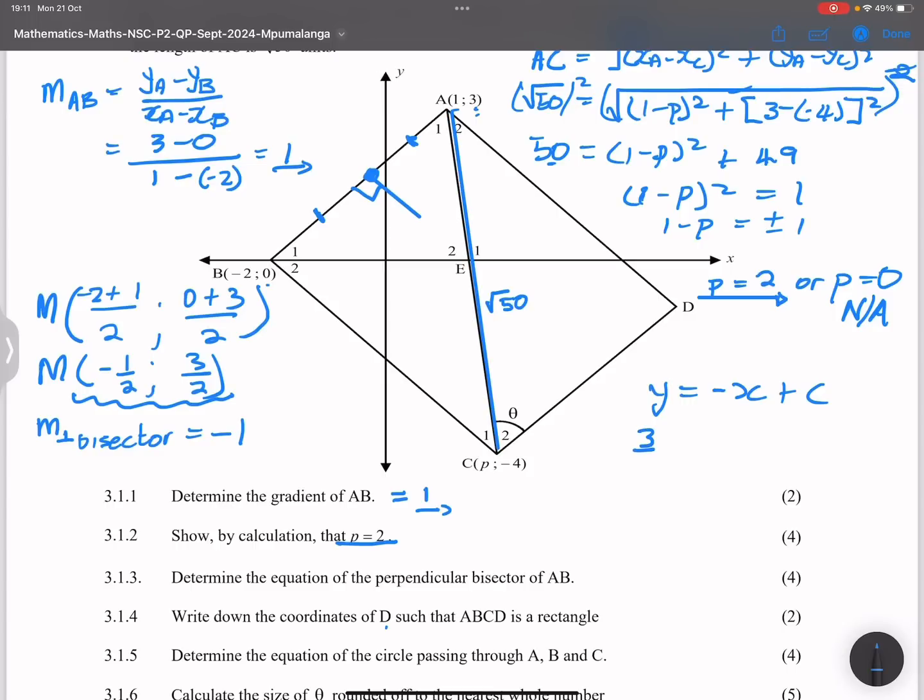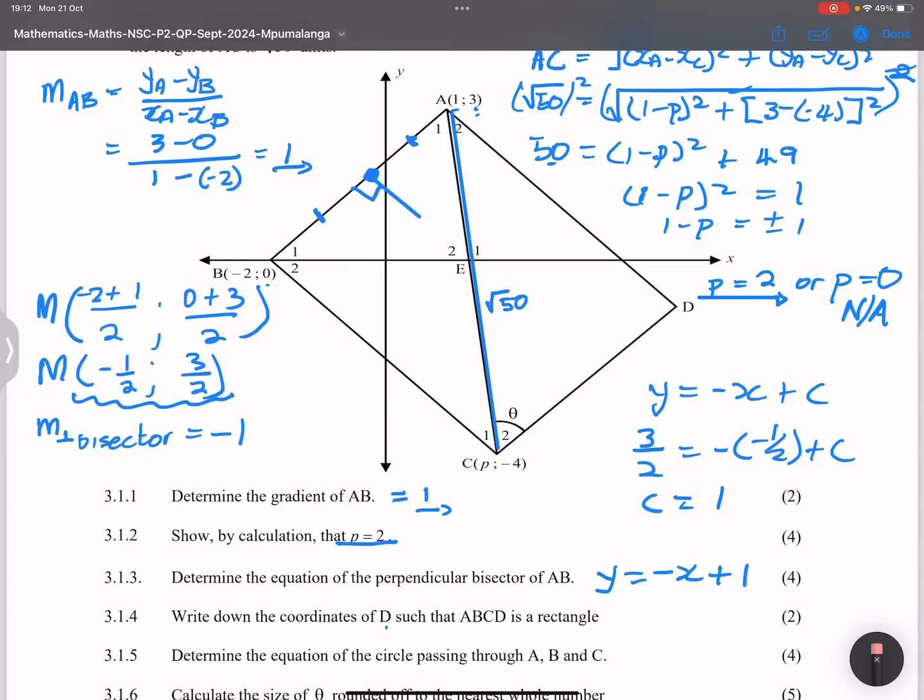When y is 3/2, x will be -1/2, so 3/2 equals -(-1/2) plus c. In fact, that's going to be +1/2. So 3/2 minus 1/2 will simply give us 1. So the perpendicular bisector there, the equation is y is equal to -x plus 1. I hope that we get that.